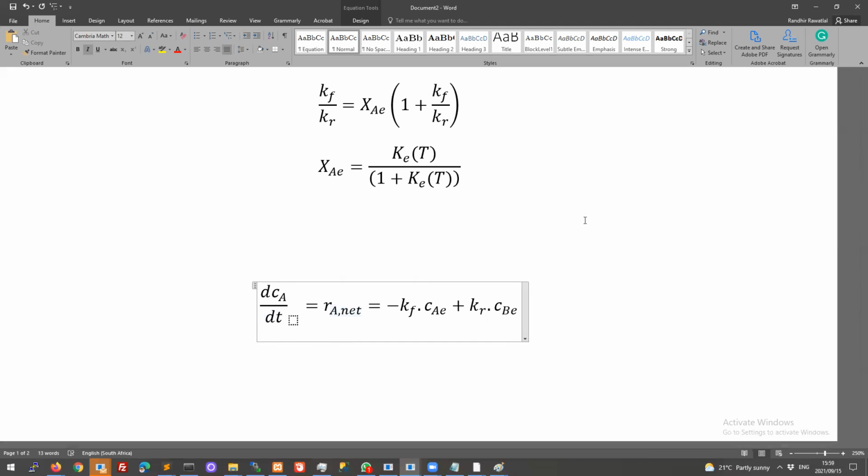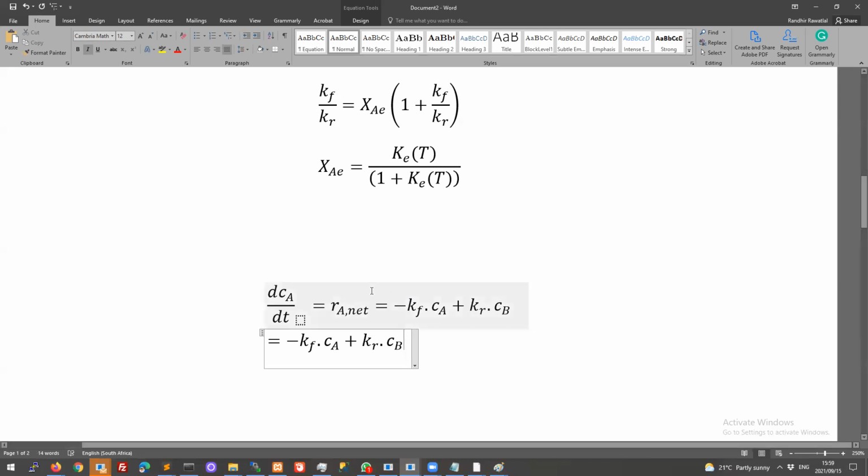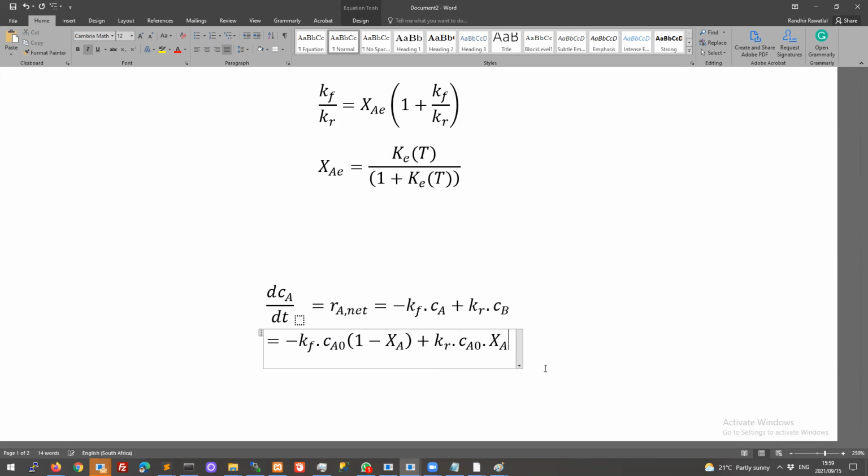Now, we are not at equilibrium anymore either. So now we are saying we are interested in some non-zero reaction rate, and to get that, we're just going to do the expansion as we did before. So we'll write this as CA naught (1 minus XA), and this will be CA naught times XA. That's the balance we have now, and that's all equal to this RA net.